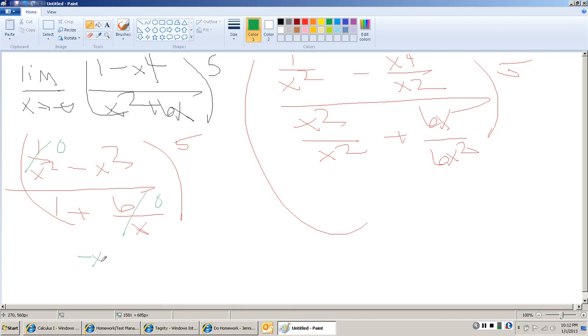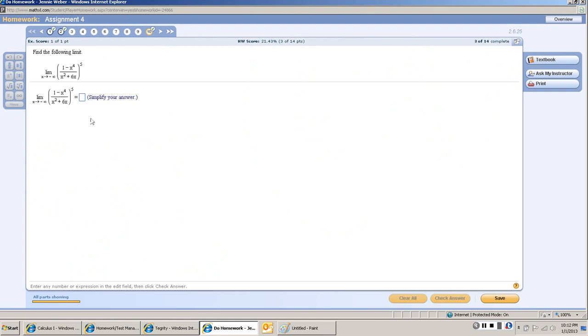So what we have is we have negative x squared over 1 to the 5th. So what we have here is negative x to the 10th. But that's infinity. So this really is just going off to negative infinity happily as can be. So this is negative infinity. Let's check the answer here.